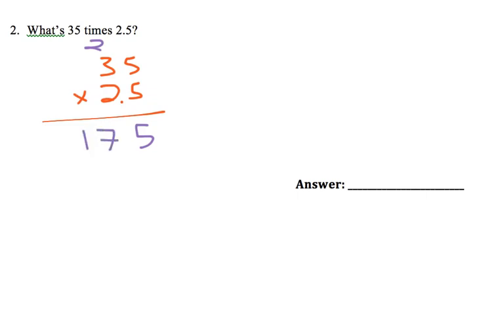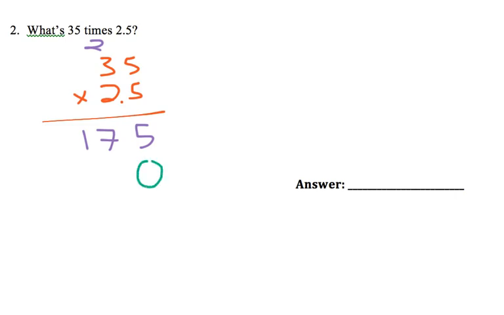Next one is a lot simpler, but this was from book 1 of the state test last year. You just have to line this up and multiply it out. So let's do that. 5 times 5, 25. Bring down the 5, put up the 2. 5 times 3, 15, plus 2, 17. Cool.